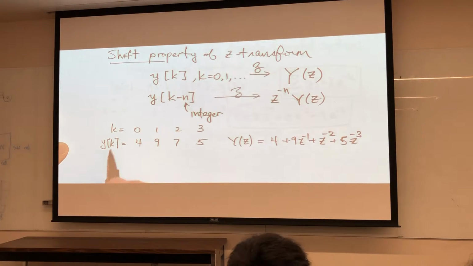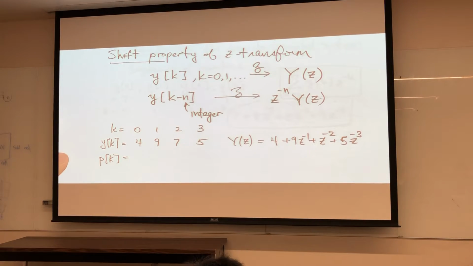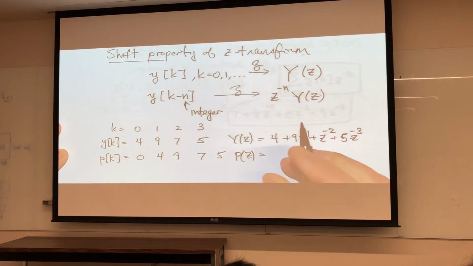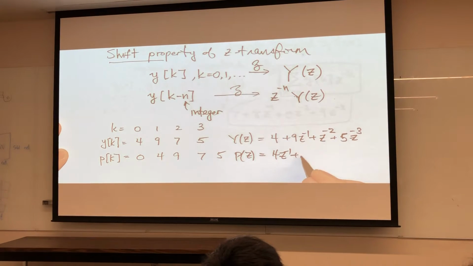Okay, now let's suppose I have a new sequence. I'm going to call it P of k. The difference is that P of k here is going to be 0, 4, 9, 7, 5. Then P of z is going to be 4z to the minus 1 plus 9z to the minus 2, just applying the definition now, plus 7z to the minus 3 plus 5z to the minus 4.